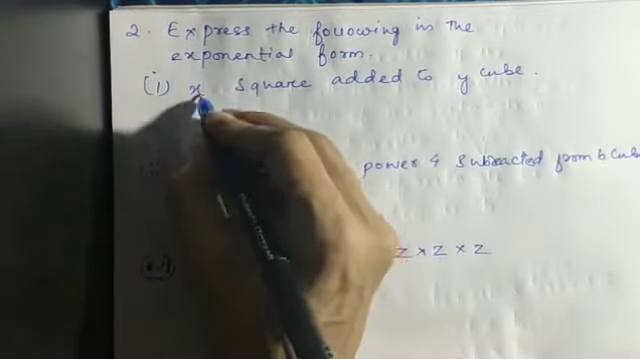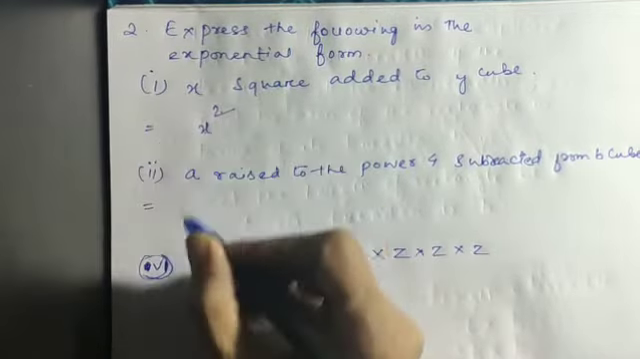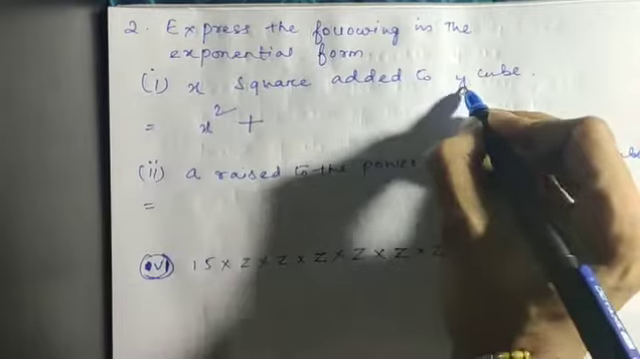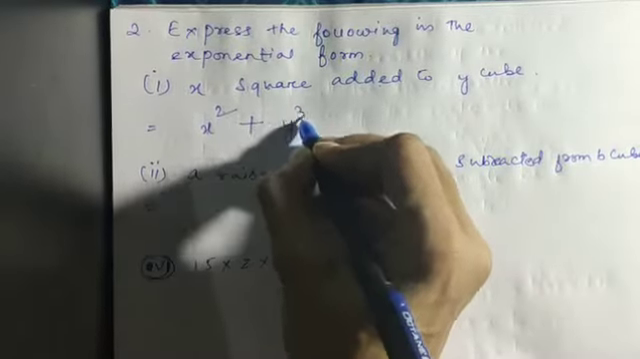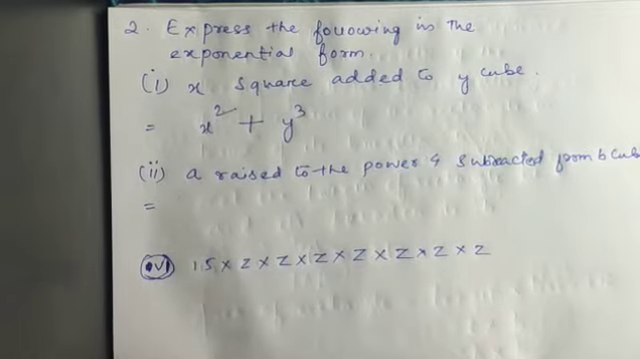So x square, that means x power 2, x power 2 added to y cube, y power 3. Cube means power is 3. Done. That's all is the answer.